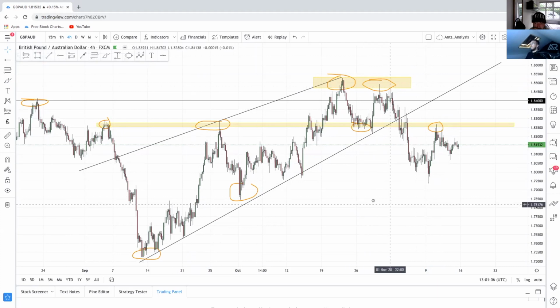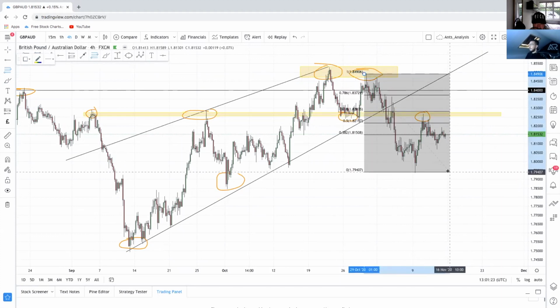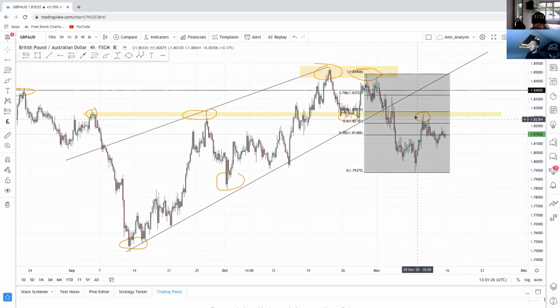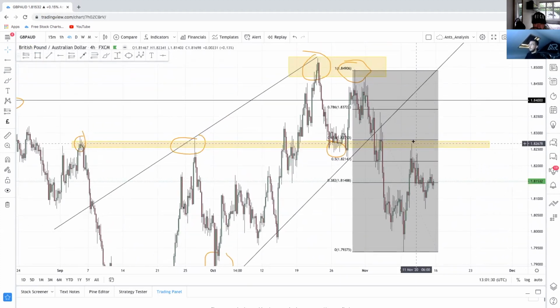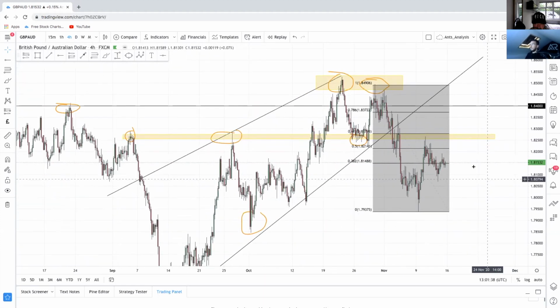Now, the main thing to keep in mind is the fact that we have actually pulled back to this level. However, why is the reason that we haven't actually continued straight to the downside from this level? If I was to use a fib level from swing high up here to swing low, you can see that we haven't actually pulled back to the golden level of 0.618 in here. So there is a possibility that price still needs to pull back to grab some more orders in the market before heading down.